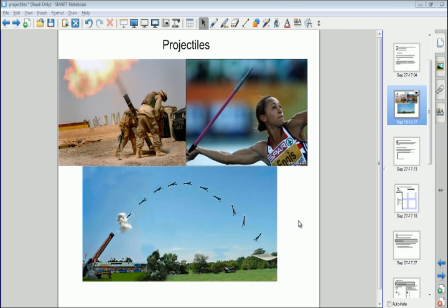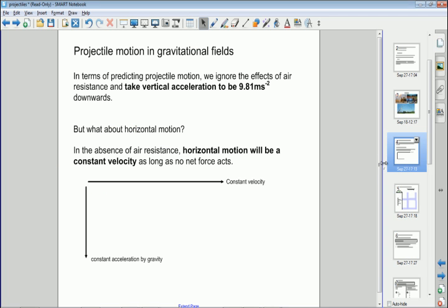All three of these are examples of projectile motion, where the object, in this case the round from the mortar, the javelin, and the person himself or herself, is the projectile. And a projectile is defined as an object who is only acted upon by gravity. There are no other accelerations and no other forces acting on the object. It is simply accelerated by gravity. So that's the definition of a projectile. So let's have a look at what that means in terms of the physics behind that.